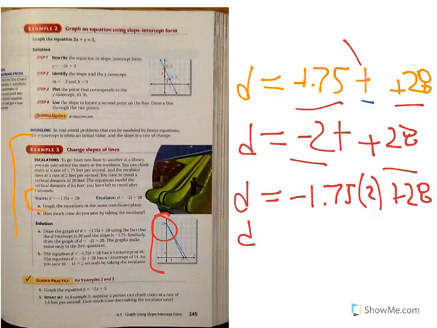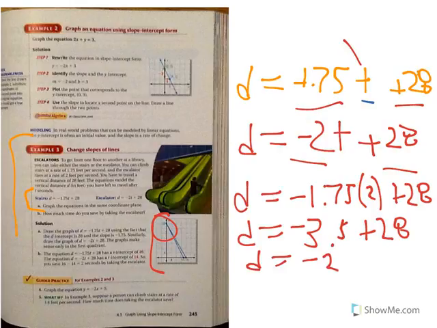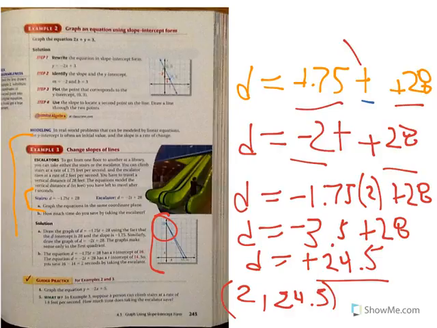So that's going to be distance is equal to negative 3.5 plus 28. So then it's going to be distance is equal to 24.5. Or not negative 24.5, positive 24.5, because I'm subtracting 3.5 from the 28. So that's going to be my point when the value is 2. So if I want to plot that point, it would be 2 and then 24.5. If I wanted to do that, I could.